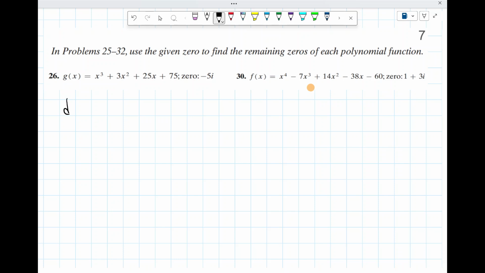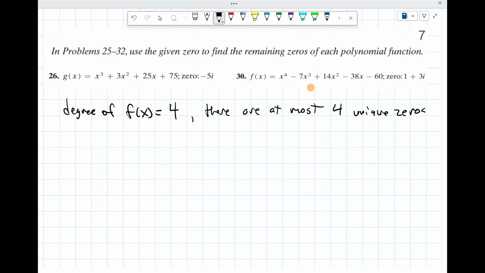Now, since the degree of f of x is equal to 4, that means there are at most 4 unique zeros. So we have one of them, we need to find 3 of them. Notice that this polynomial, all of the coefficients are real numbers.